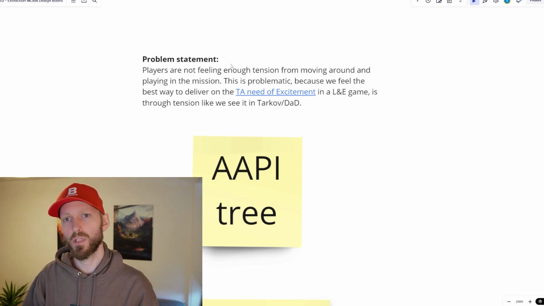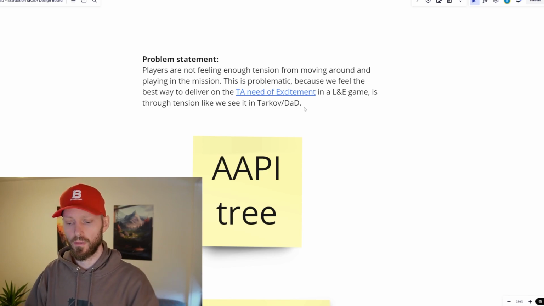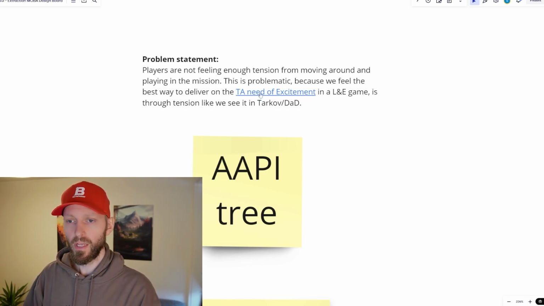This is one of the problem statements we have, where players are not feeling enough tension from moving around and playing in the mission. This is problematic because we feel the best way to deliver on the TA need of excitement in a loot and extract game is through tension, like we see it in Tarkov or Dark and Darker or other games. So here we have our problem that we basically want to solve.